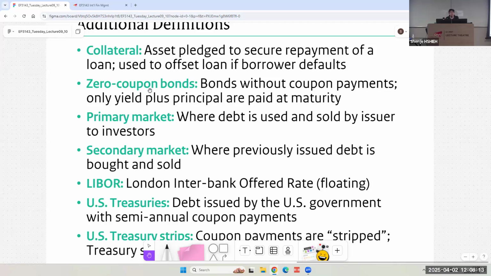All right, zero coupon bonds we talked about last week. It just means bonds without coupon payments, no intermittent payments, just one final bullet payment at maturity.